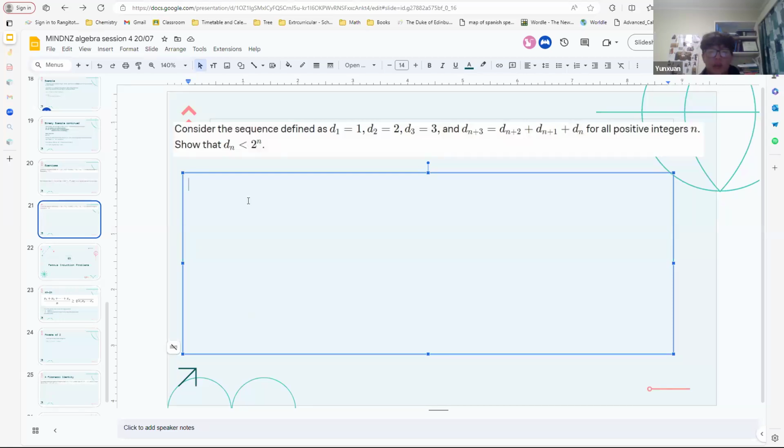Okay, so what would our base case be? Now we can't choose 1, right? Oh, as the largest number. Oh, it doesn't matter. Okay, we can choose base case 0. Oh, wait, no, never mind. Base case 1. So we know that d1 is smaller than 2 to the power of 1, which makes the base case true.